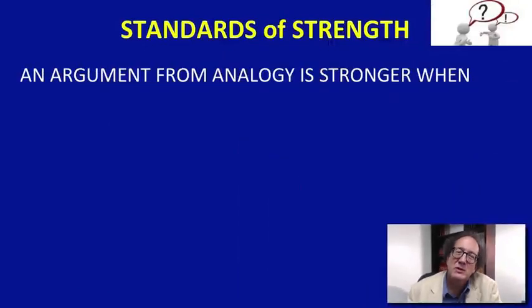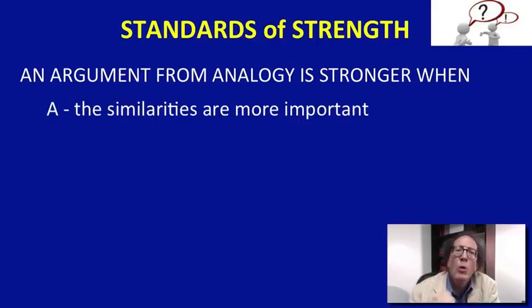How can we tell when an argument from analogy really does give us a strong reason to believe the conclusion? What are the standards by which we measure how strong the argument is and how strong the reasons are? Well, one of them should be obvious. I mean, of course, the premises have to be true and justified, like in any argument. A standard that's relevant here is that when there are more important analogies, then it provides a stronger reason.